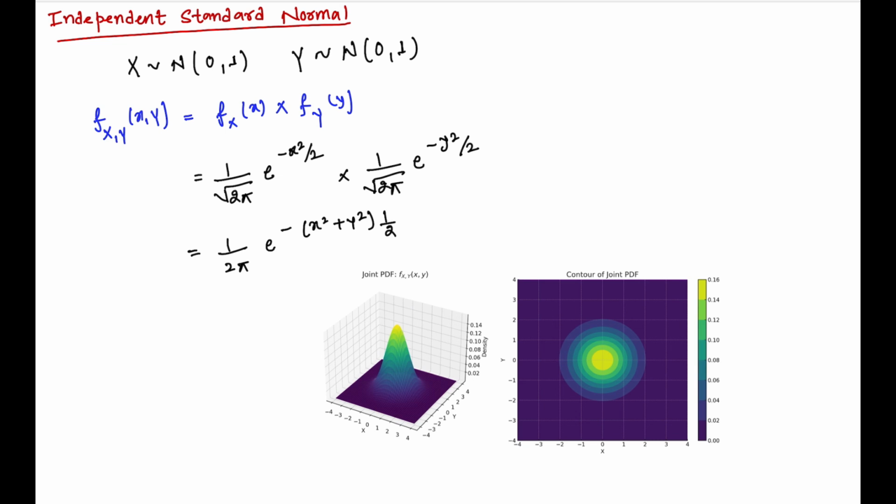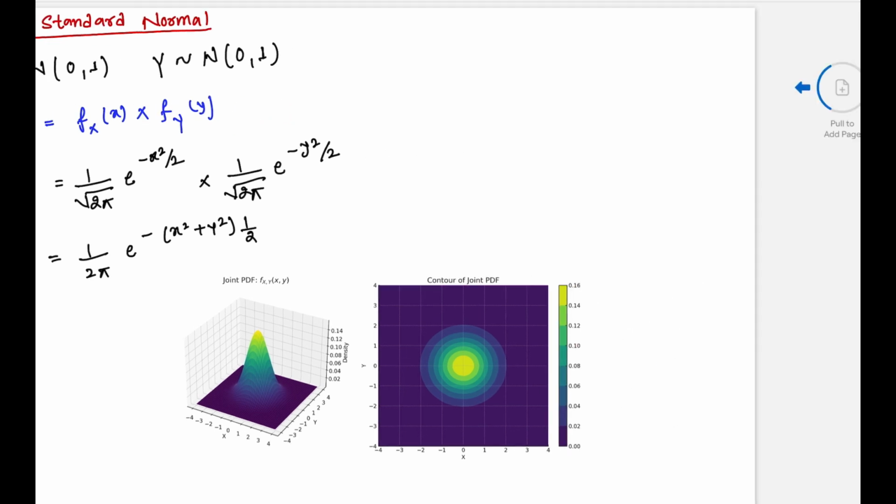So this was the case when the random variables x and y were standard normal, meaning they had mean 0 and standard deviation 1. What happens when you have just a normal random variable, that means any mean or any variance? Then how will the plot or the contour of the joint PDF look? Let's look at that first of all.